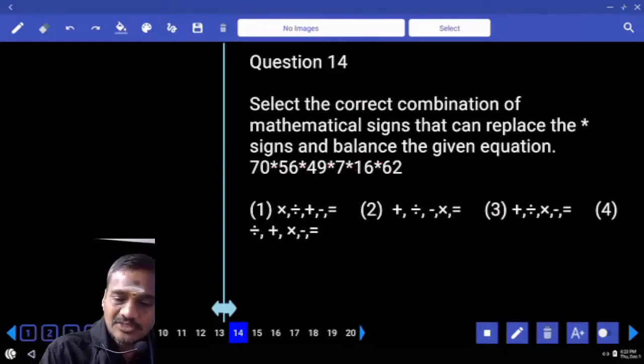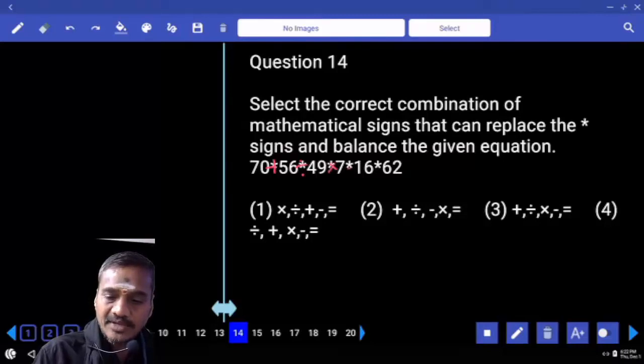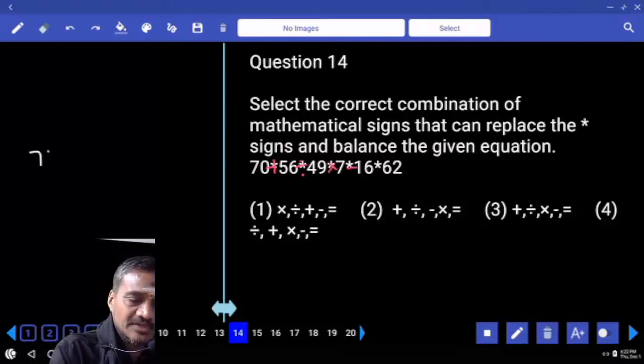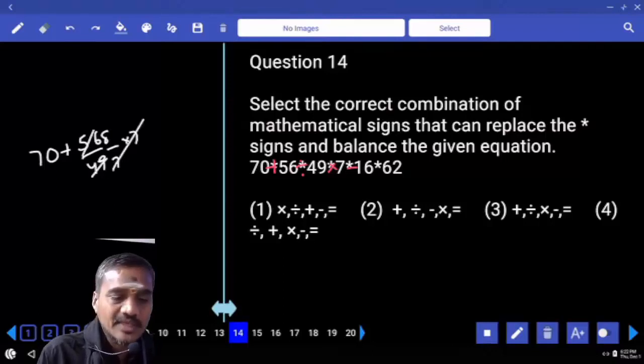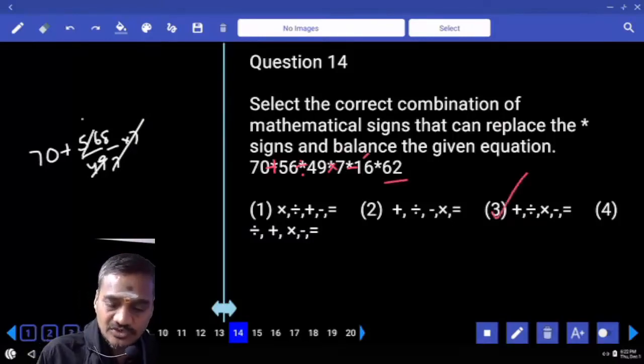Next one: 70 plus 56 divided by 49 and into minus. Then 70 plus 56 divided by 49 is 8 by 7, into 7. The 7s will get cancelled. 70 plus 8 is 78, 78 minus 16 is 62. Hence what is your answer? Choice 3, question number 14.